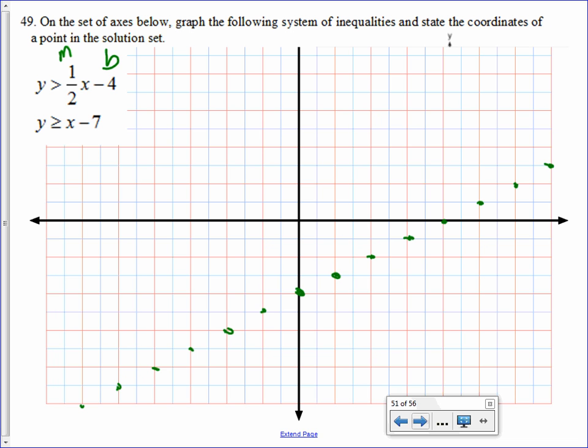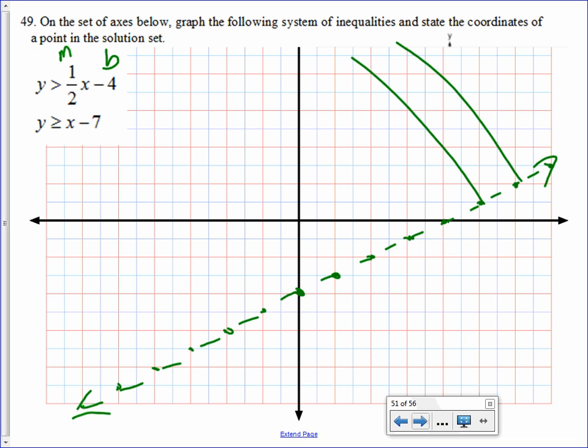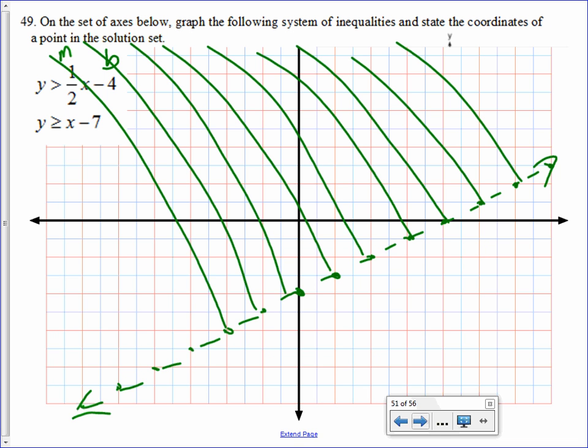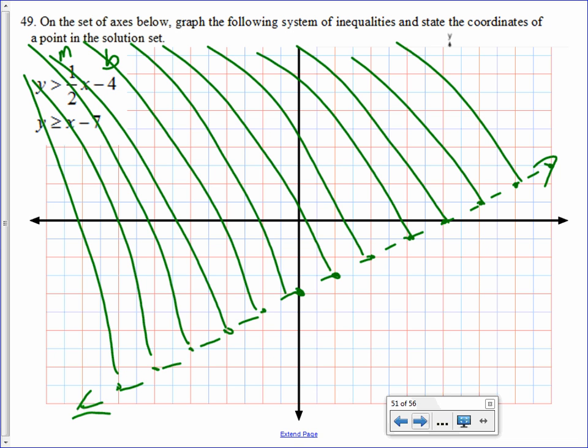Now, there's no equals, so it's a dashed line. It's greater than, so a shade above. Give yourself some nice, good, long lines.